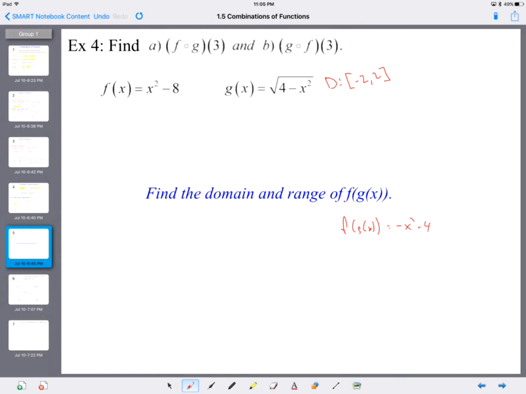Your domain for this is between negative 2 and 2. And if you plug this domain into your function f, do all of those values work? Well, because f of x has a domain of all reals, then yes, any of those values between negative 2 and 2 will work. Okay, so I'll let you finish that one and we can talk about it a little bit more in class.